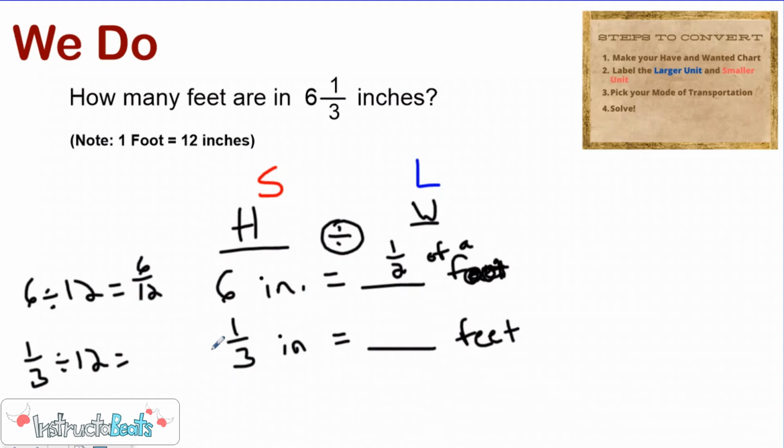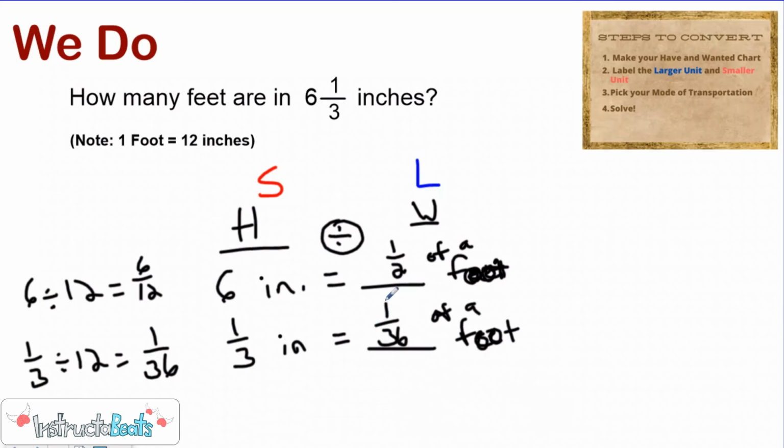And here we have 1/3 inches. And so we have a great song, Keep Change Flip, on how to do this. But when you solve it out, it's going to give you 1/36. So 1/3 of an inch would be 1/36 of a foot, okay? Which means now we just need to add these together. All right, so 1/2 plus 1/36.